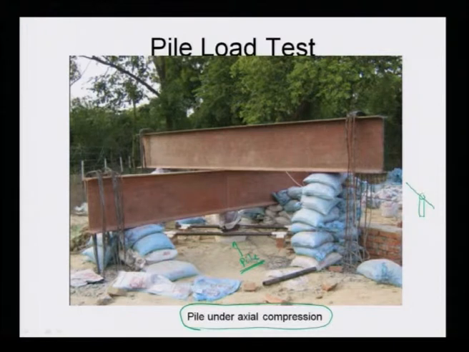There are reaction beams opposite to each other, and the reaction has been taken by means of anchor piles. If you look at the figure clearly, this is one anchor pile, this is another anchor pile, opposite to that this is one anchor pile, and somewhere else there is another anchor pile. These are called girders. Initially one girder has been placed over the pile by means of a hydraulic jack.